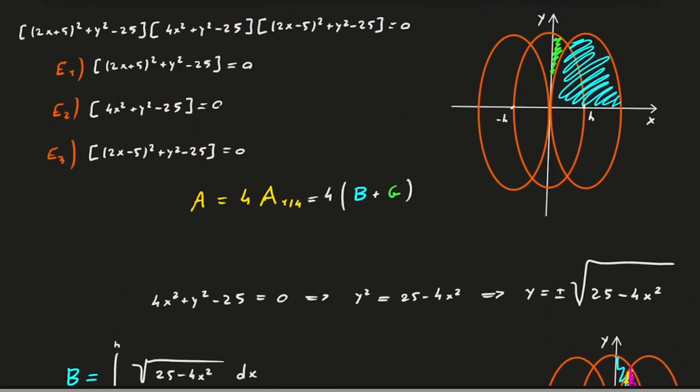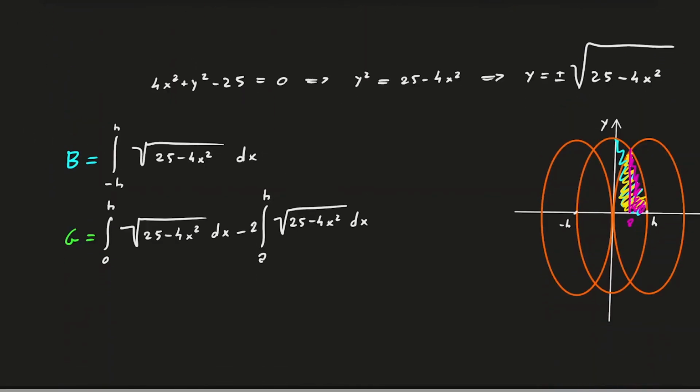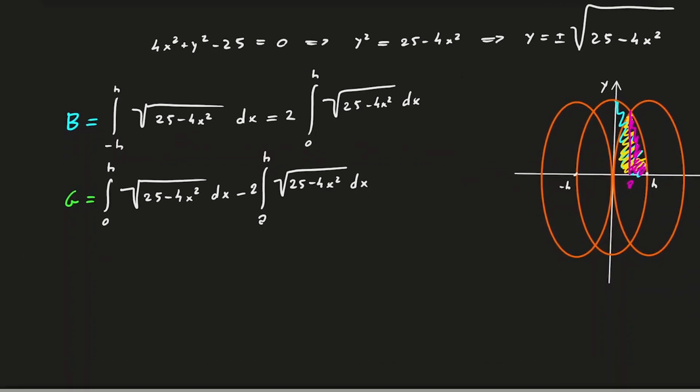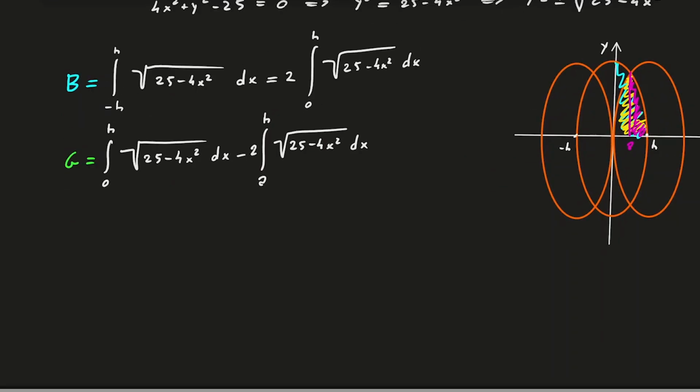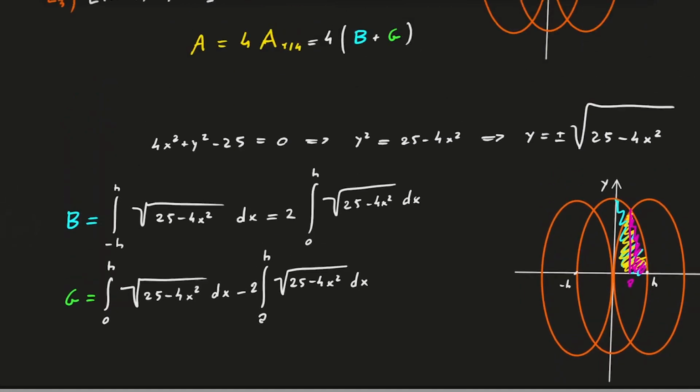Since the ellipse is symmetric, as you can see, this part here is equal to this part here, we can write this integral as 2 times the integral from 0 to h of the square root of 25 minus 4x squared dx. We have to do this to make things easier. Now we have to find what a and h are equal to.